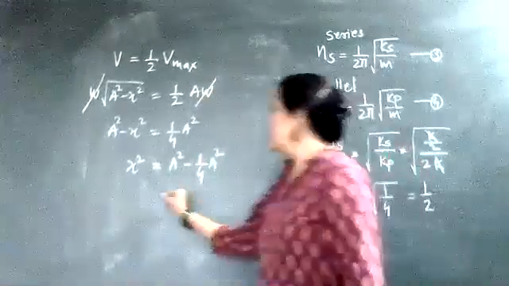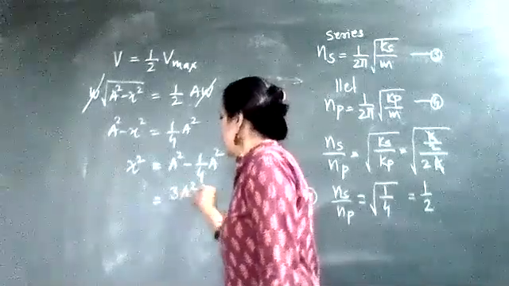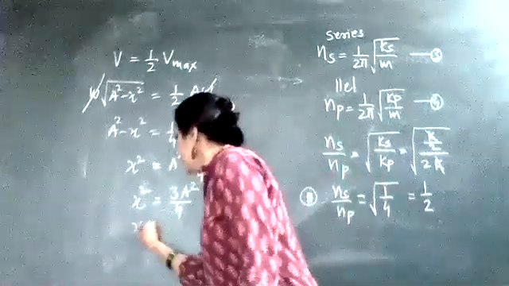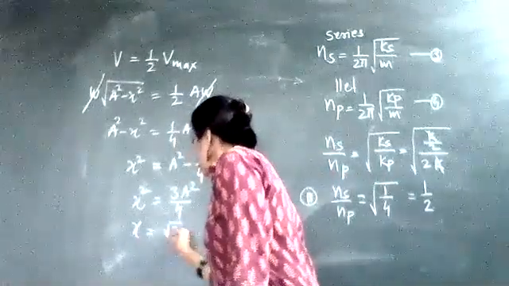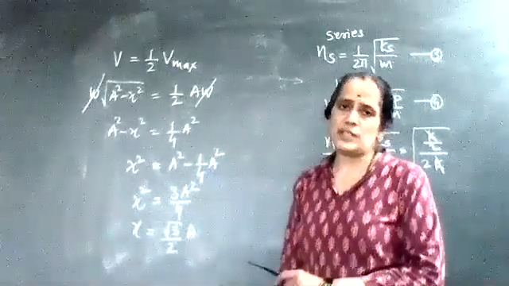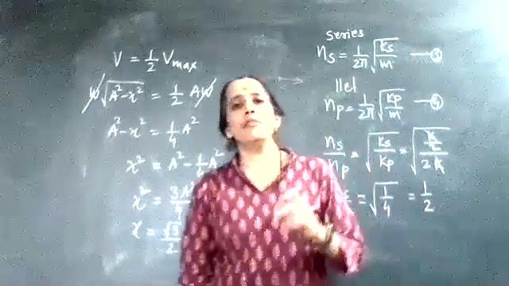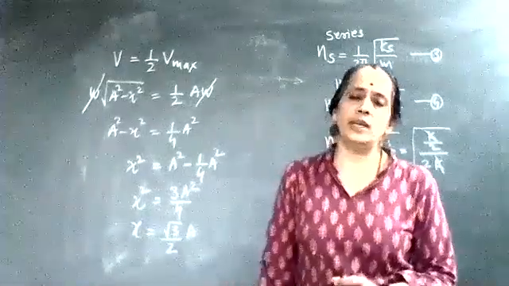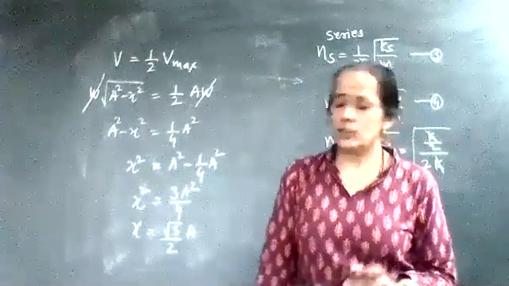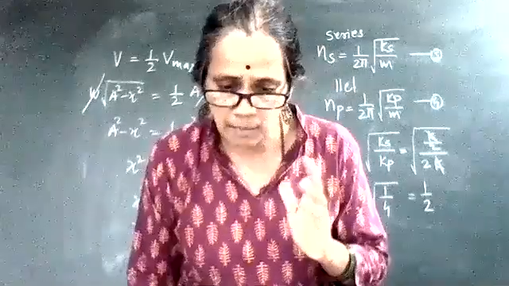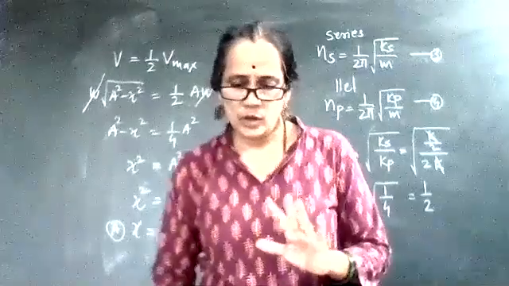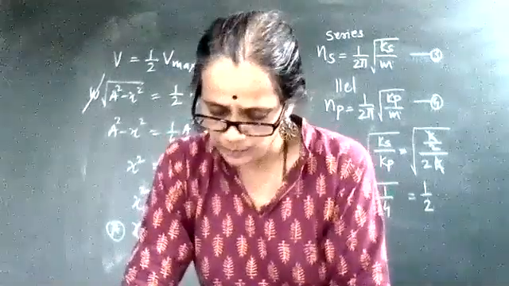So what I am getting here is 3a square by 4, which is nothing but x square. So automatically, what am I getting as the value of x? x is equal to √3/2 into a. So at this displacement, the velocity of a particle performing SHM is equal to half of the maximum speed. Fine. So for this, your option is option A. Get it? So these are your 5 MCQs.